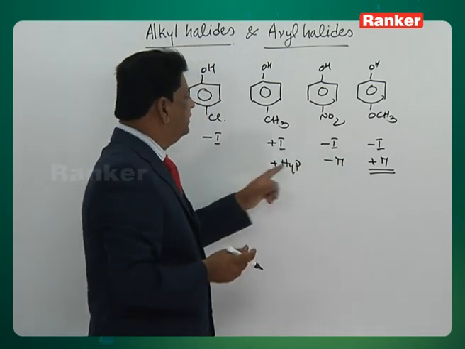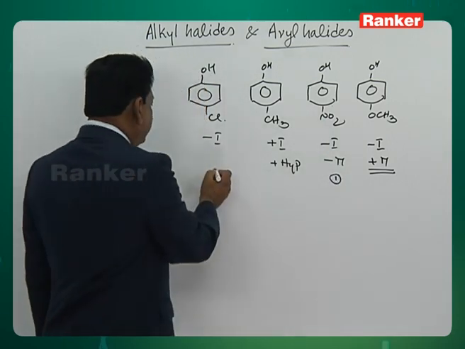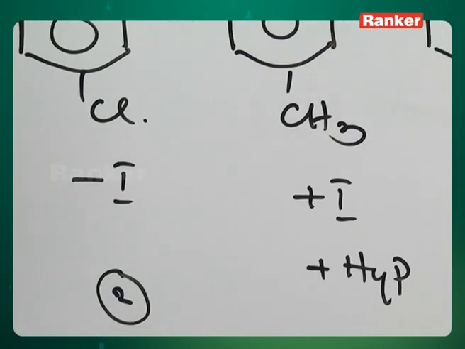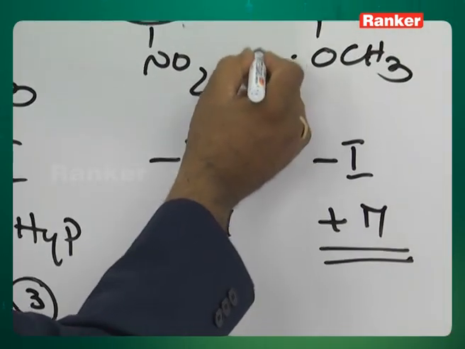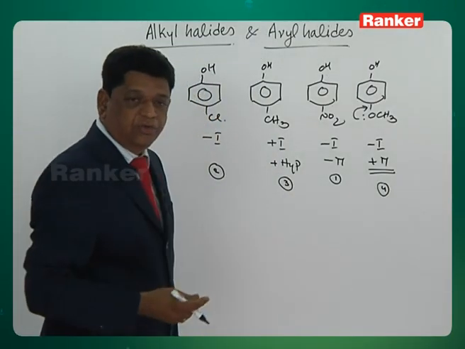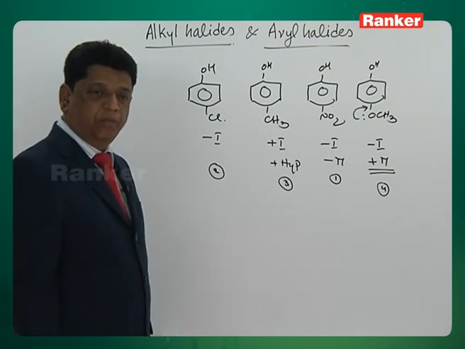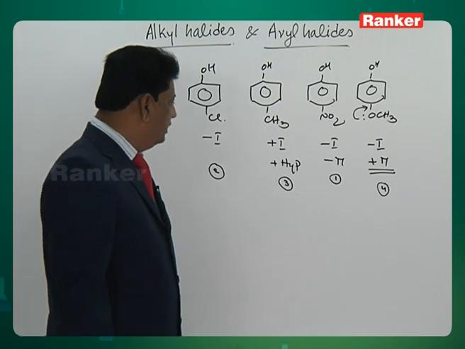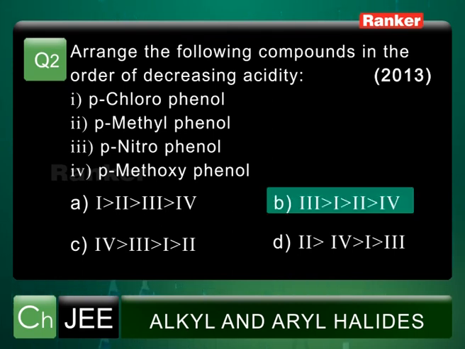Out of that, nitrophenol will become number 1 acidic. Then the chlorophenol, the activating property of the chlorine. Then third, activating less will be the third. Activating more through the M effect, the mesomeric effect, it is strongly activating, therefore the fourth. So the order goes to the paranitro, then chloro, then methyl, then methoxy: 3, 1, 2, 4. So answer B is the right answer.